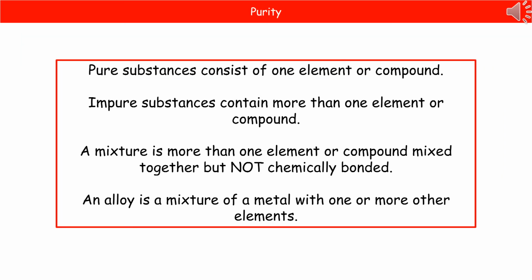When we're thinking about purity, a pure substance consists of one element or compound, whereas an impure one contains more than one element or compound. If we talk about a mixture, that's more than one element or compound mixed together, but they're not chemically bonded. And an alloy is a mixture of a metal with one or more other elements.